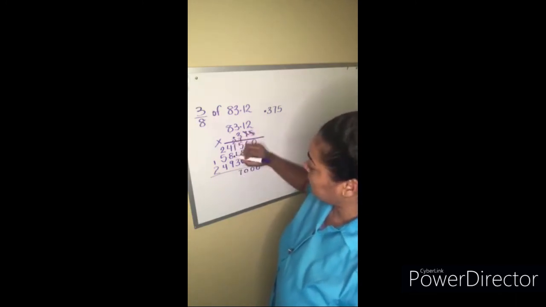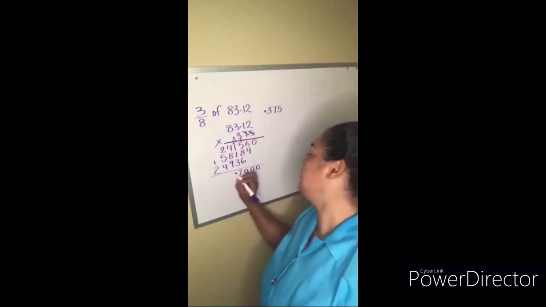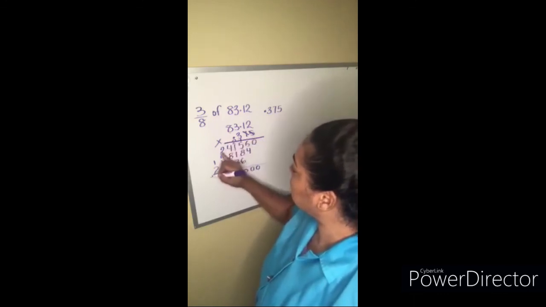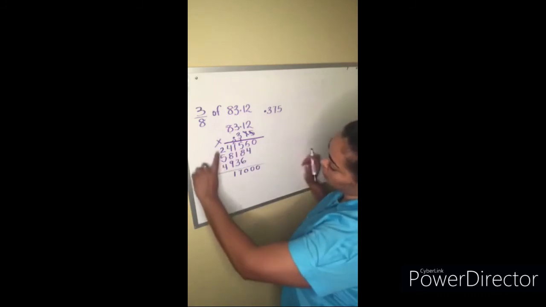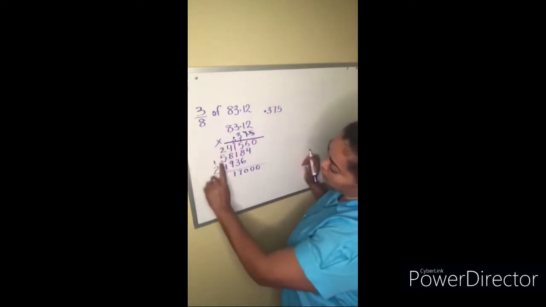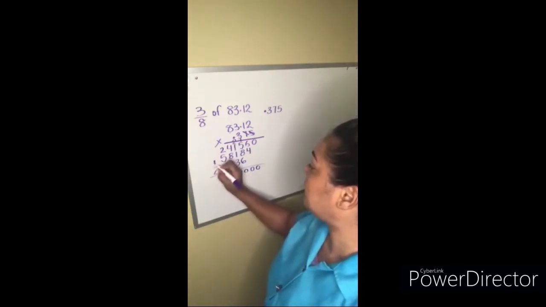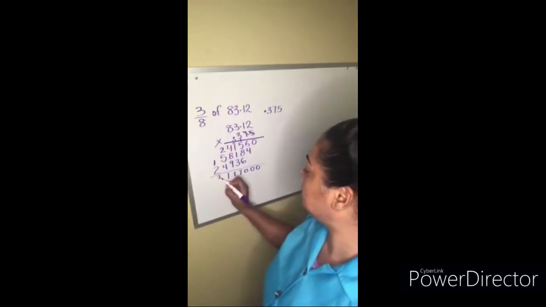4 and 8 is 12. And 9, 21. Carry the 2 there. 2 and 5 is 7. And 4, 11. Carry the 1. 2 and 1 is 3.